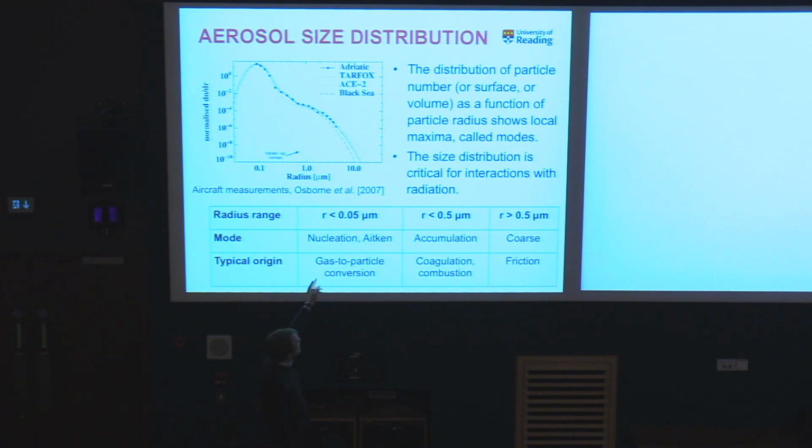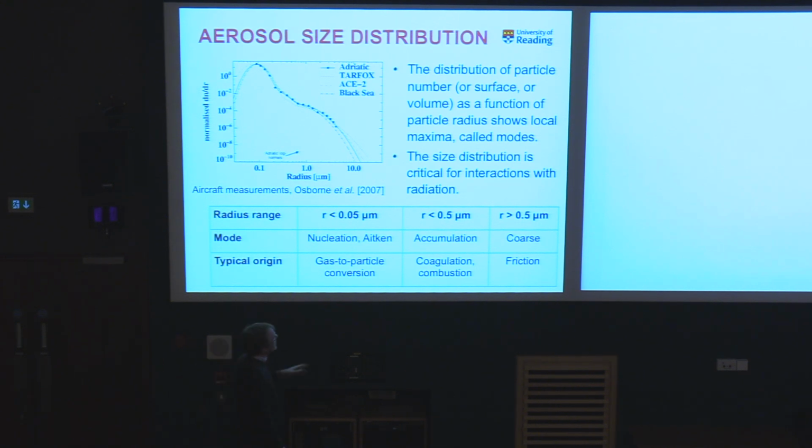And they've been given names mainly for historical reasons. But essentially you need three or perhaps four modes to describe a typical size distribution. You need a mode for very small particles, radii less than 50 nanometers, typically called the nucleation or Aitken mode. This is the John Aitken I mentioned earlier. Those particles tend to originate from gas to particle conversion, so gas molecules sticking together to form a particle.